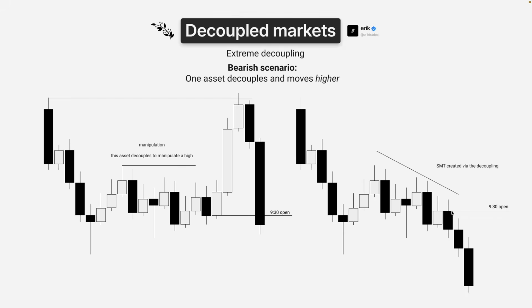While this asset opens up and just expands in the true direction of the market, this asset opens up and decouples in another direction, right? And you have an SMT created via the decoupling. And you have asset synchronization. All assets can now expand in the same direction.